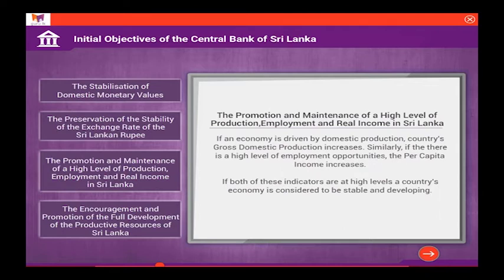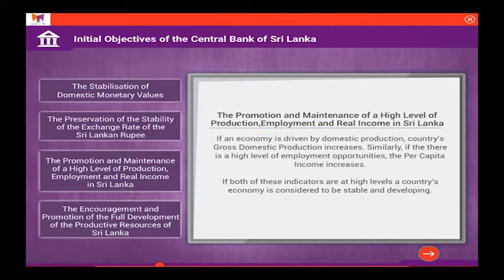Having a high level of employment and production will have its own benefits for an economy. If an economy is driven by domestic production, the country's gross domestic product increases. It is one of the primary indicators used to gauge the health of a country's economy. It represents the total dollar value of all goods and services produced over a specific time period. You can think of it as the size of the economy.